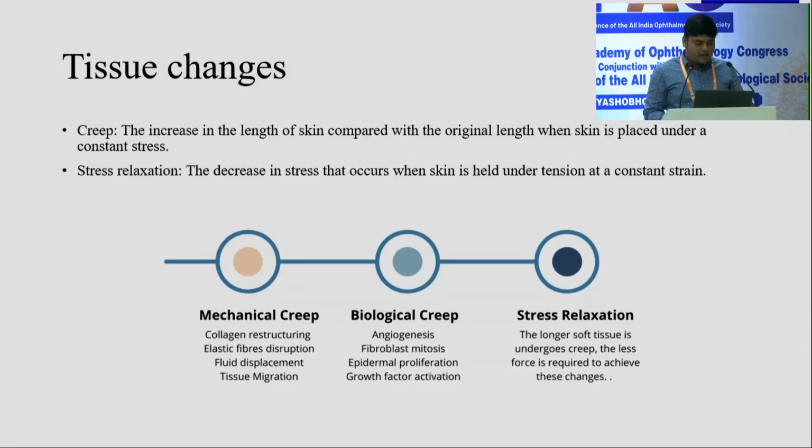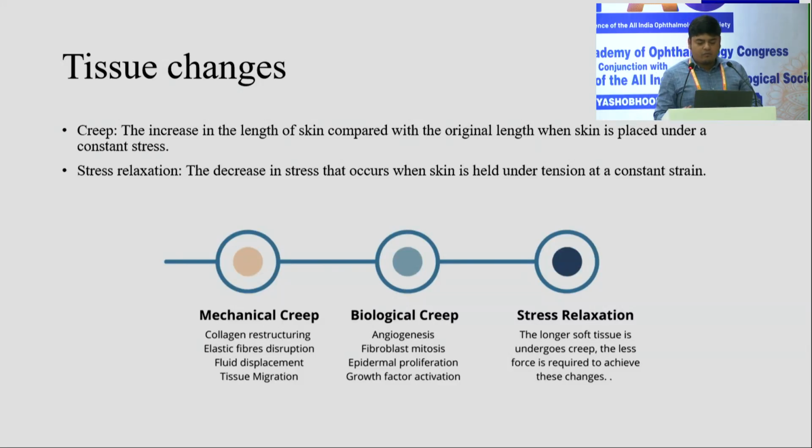Then we realized that there are 2 types of changes that occur when a tissue is placed under stress. These are known as creep and stress relaxation. Creep is the increase in the length of the skin compared to its original length when it is placed under constant stress. Initially, upon mechanical expansion, there is collagen restructuring, disruption of the elastic fibers, fluid displacement and tissue migration, and this leads to biological creep, as mediated by growth factors such as angiogenesis, fibroblast proliferation and epidermal tissue proliferation.